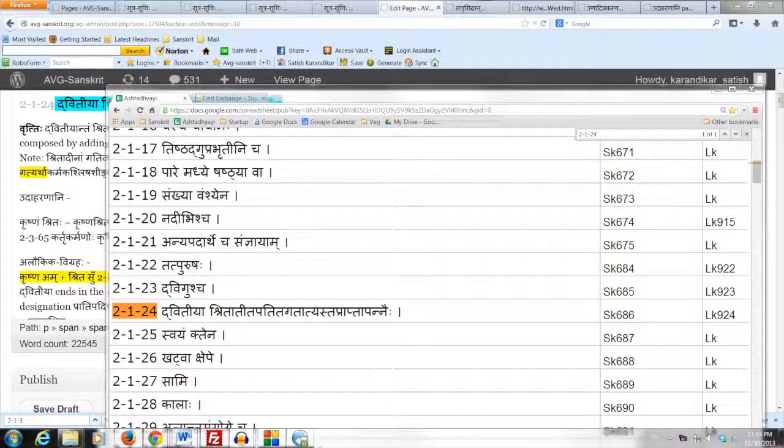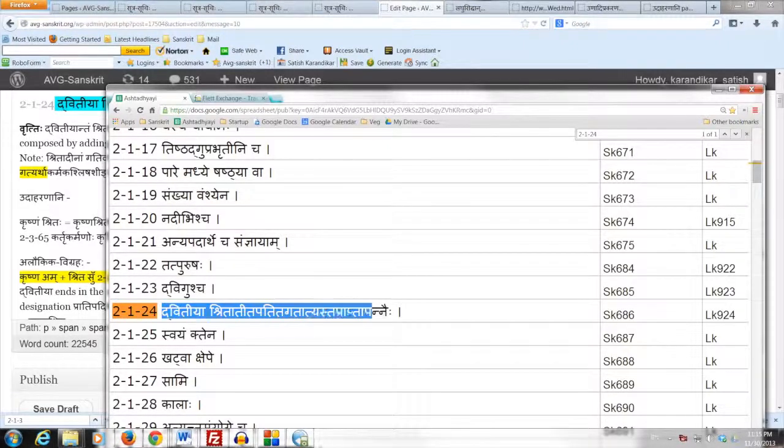Let us now take the first sutram which prescribes a tatpurusha compound. Sutram is 2.1.24. It reads: Dvitiya Shritatita Patita Gatatyasta Prapta Apannaihi.